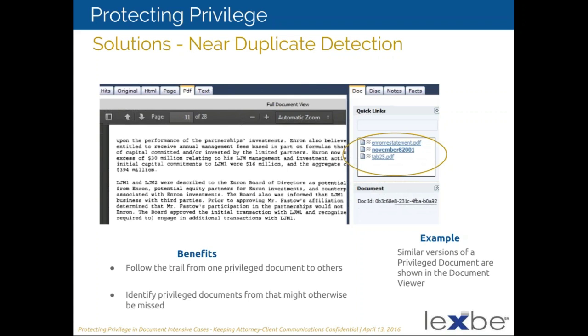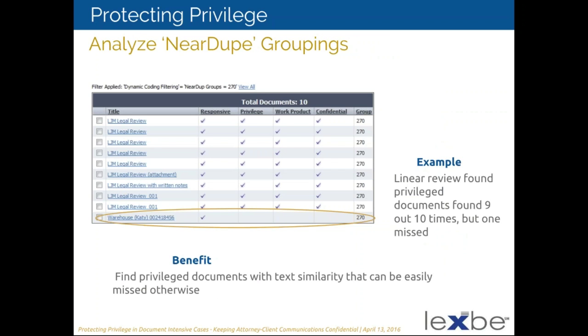So then what the near dupe review allows you to do is to identify some of your documents as privileged and then find the other ones that are very similar to them and look for them for privilege review. That is an excellent way of catching things that might otherwise have gotten through.